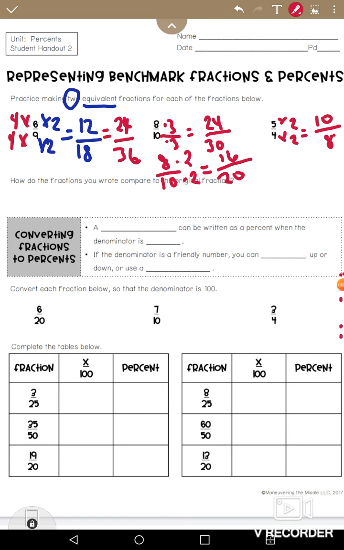And the question says, how do the fractions you wrote compare to the original fraction? So we started with 6/9. We made 12/18 and we made 24/36. How are they comparing to each other? They all equal the same amount. 8/10, then we got 24/30, and then we got 16/20. What is the connection between the three of those? It doesn't matter how you write it, they equal the same amount. Same thing with 5/4, 10/8. It's the same value.